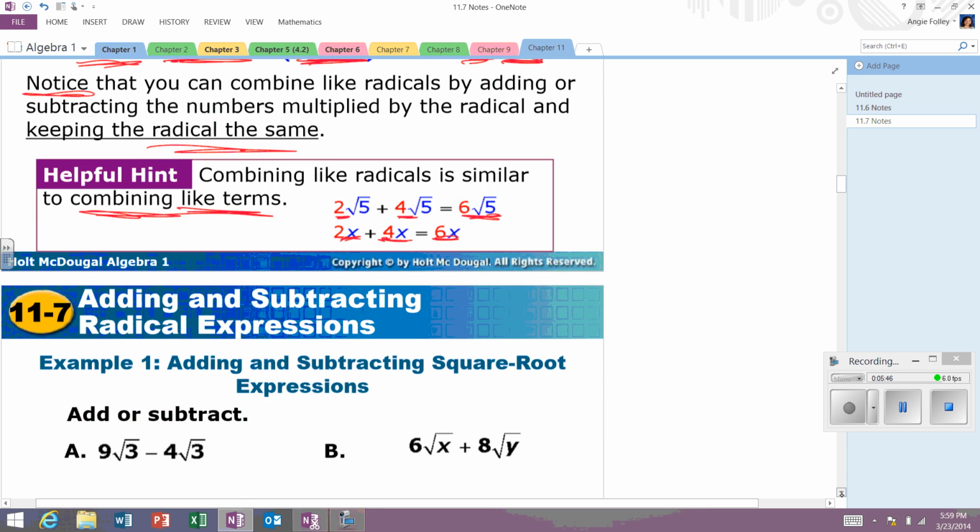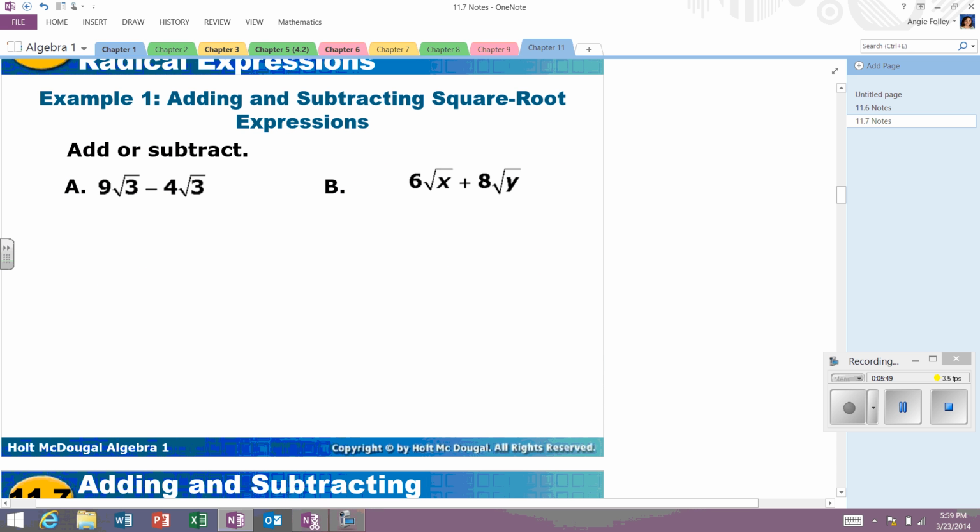So let's try some examples. If I have 9 radical 3 minus 4 radical 3, I would take the 9 minus the 4, and that would be 5, and then I keep the radical 3 next to it. On this next one, we have to look: is what's under the radical the same? No, I don't have the same. I have an x and I have a y. So those can't be added. They're already simplified, so you just keep them as they are.